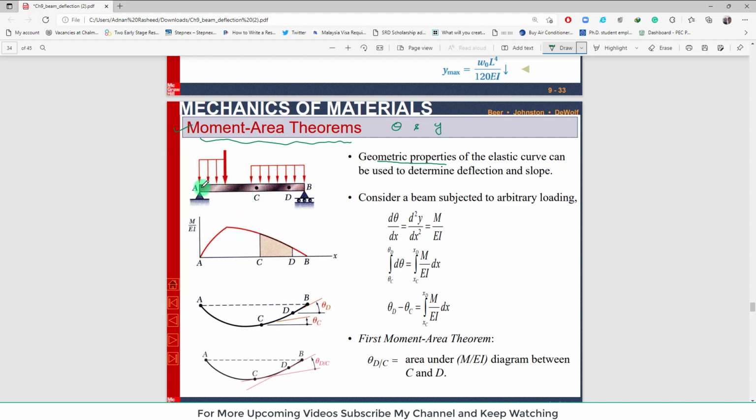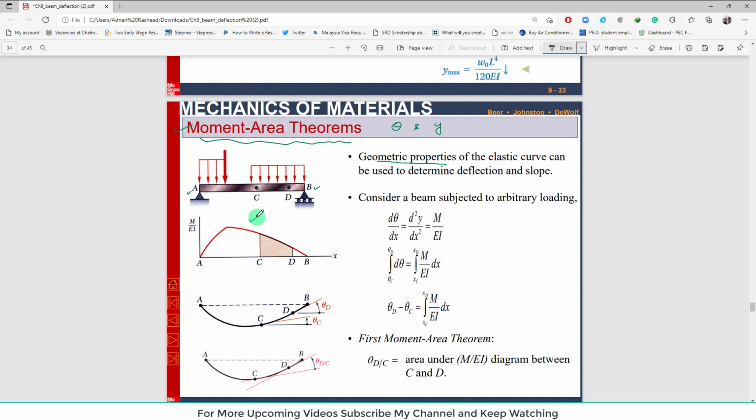You can see that this is a simply supported beam that is supported at point A and point B, and there is some loading acting on this beam. So the moment area theorem can be defined as follows: the slope or deflection between any two points can be found by using this theorem. For example, if this is a point C and this is a point D, you can find the slope or deflection between point C and D. If you draw its bending moment diagram, it will be like this.